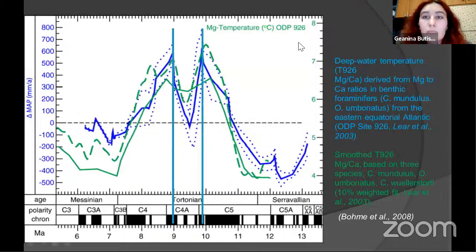For example, this is a data record from the Atlantic in the ODP 926. And in the Atlantic further south, they see two really high intense precipitation intervals centered this time at 10 and 9 million years. So it's a bit different than what we see in the rest of Europe.